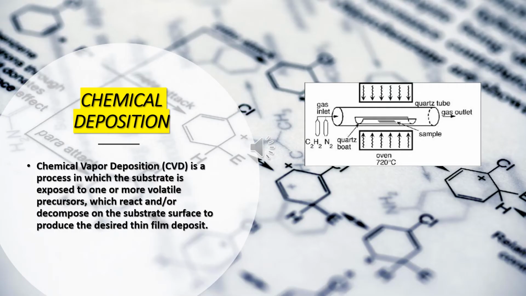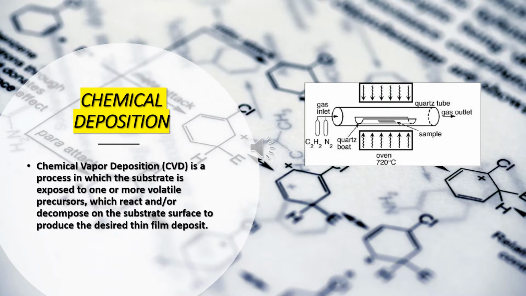Chemical vapor deposition. Chemical vapor deposition is a process in which the substrate is exposed to one or more volatile precursors, which react or decompose on the substrate surface to produce the desired thin film deposit. So it is basically a technique where a solid material is deposited from a vapor by some chemical reaction occurring in the vicinity of a normally heated substrate surface.